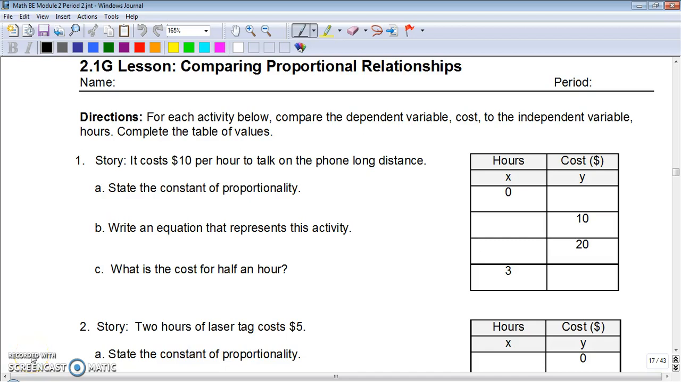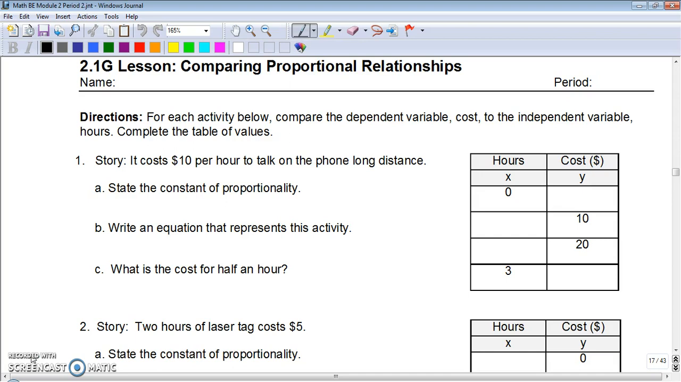In this video, I'm going to take you through the 2.1G lesson, which is called Comparing Proportional Relationships. I'm going to go through this lesson. I might go a bit fast, so feel free to pause it and/or check out the key that's posted in Google Classroom. It says directions for each activity.